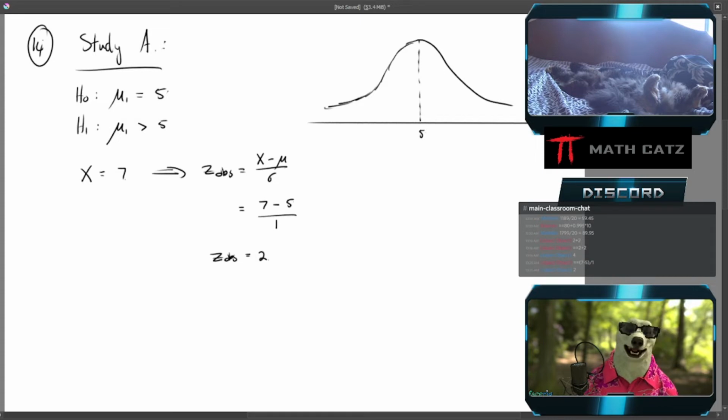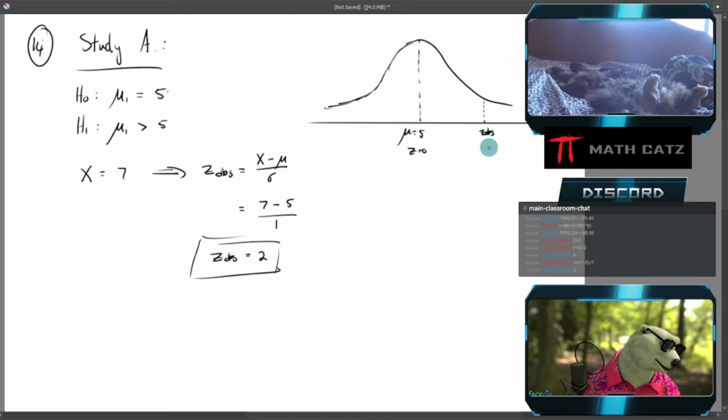So we'll test if it works, and it does. Ready for when the numbers may get more complicated. So this is our observed z-score. This is a mu here of 5, which of course corresponds to a z-score of 0. So my observed z-score, I'll put dotted lines there. Z observed is 2.